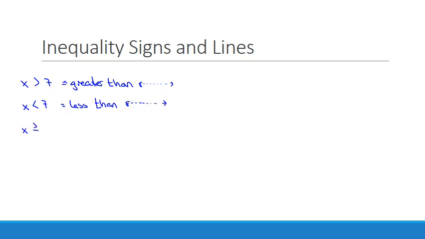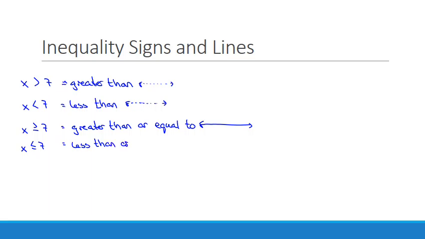X is greater than or equal to 7. Okay, so that sign is greater than or equal to. Whenever we have an equal to, we get to draw a solid line. So as soon as you have an equal to, you have that solid line. Now the last one would be less than or equal to. And once again, a solid line.